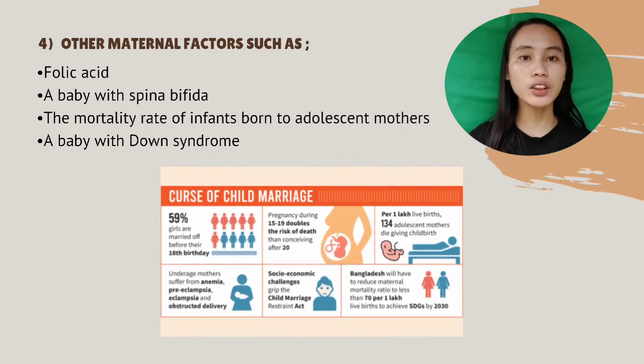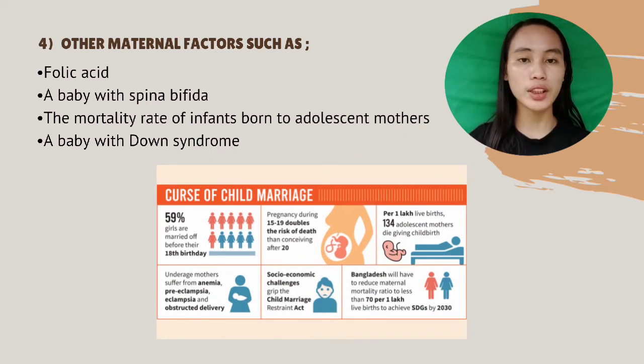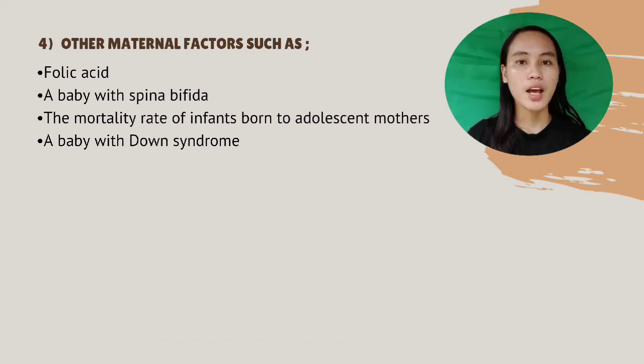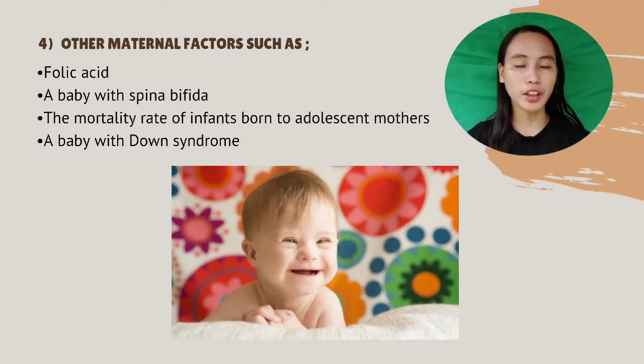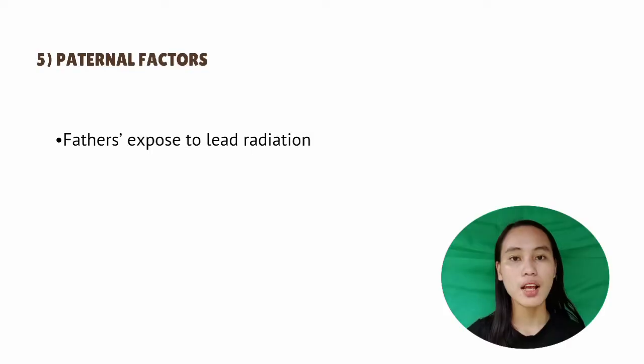The mortality rate of infants born to adolescent mothers is double that of infants born to mothers in their 20s. A baby with Down syndrome is rarely born to a mother under age 30, but the risk increases after the mother reaches 30. By age 40, the probability is slightly over 1 in 100, and by age 50, it is almost 1 in 10. The risk is also higher before age 18.